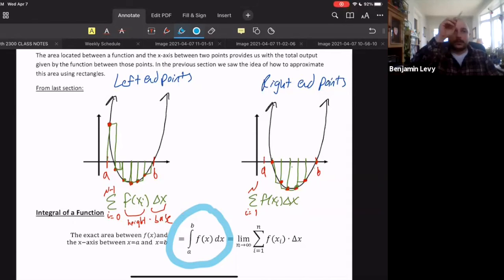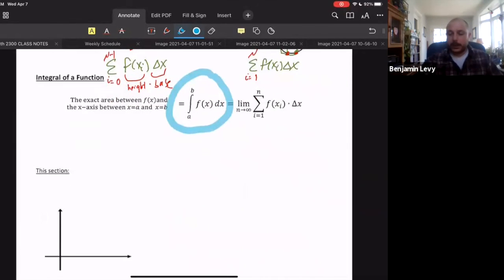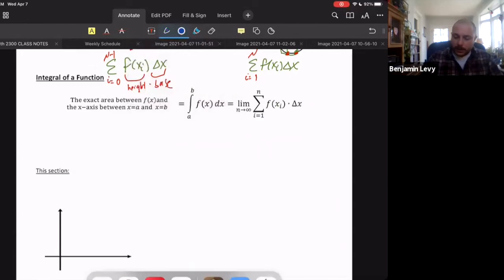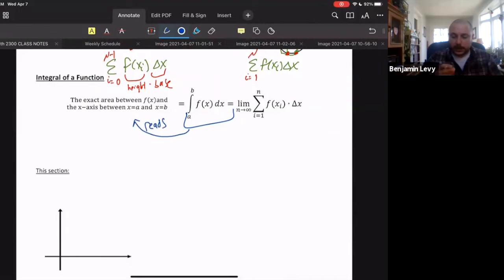The integral sign, which looks like a big S, means the integral from a to b of the function f of x with respect to x. That dx is the same notation we saw before, and is thought of as having infinitely many rectangles underneath the curve. That's how we're thinking about it. And so that's what we're doing in this section. Let me explain this. This right here reads like this: the exact area between the function and the x-axis between the points a and b is given by this new expression. And this part of it is the integral sign.